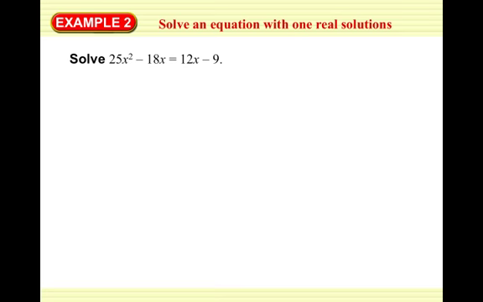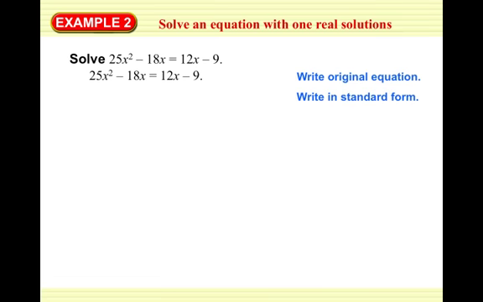All right, let's solve 25x squared minus 18x equals 12x minus 9. We want to get 0 on that right-hand side, so we will subtract off the 12x and add 9 to both sides. And that'll give us 25x squared minus 30x plus 9 equals 0. It would be a real pain to try to factor that. Good thing we've got this quadratic formula. So a is 25, b is negative 30, c is 9.